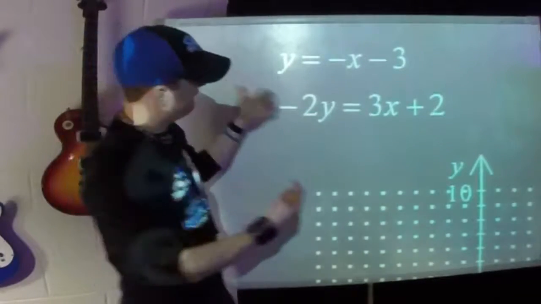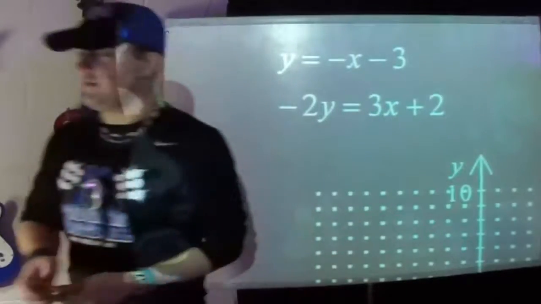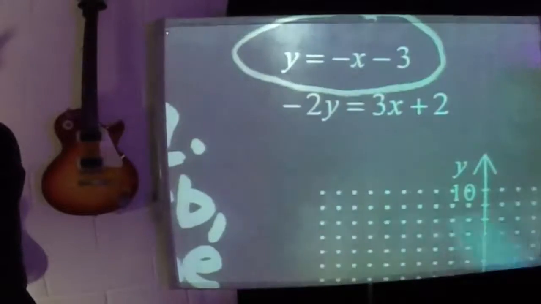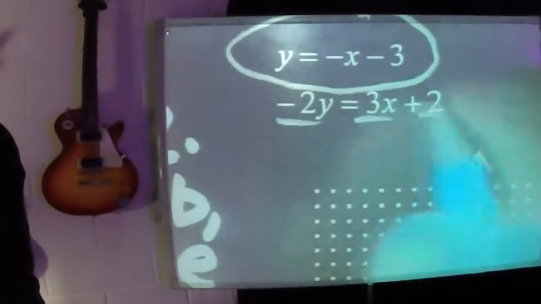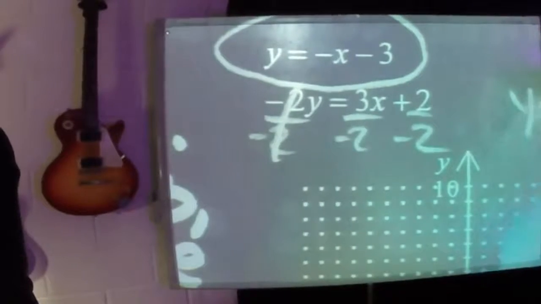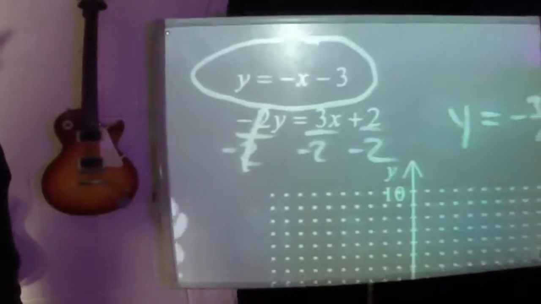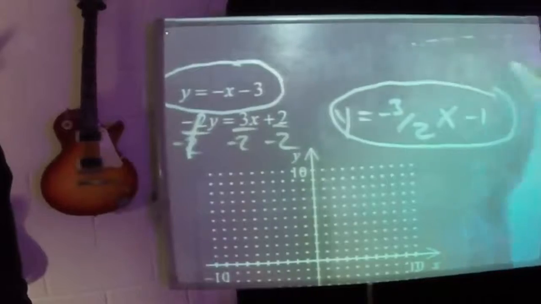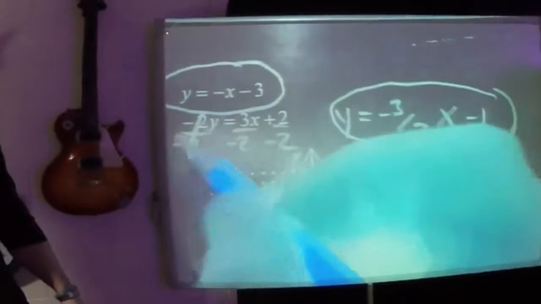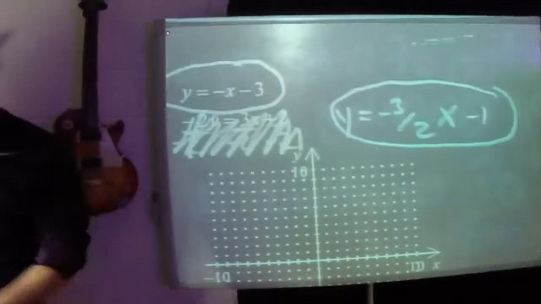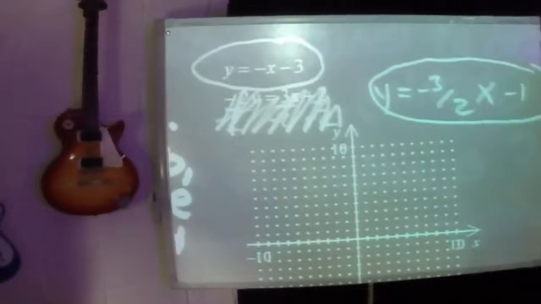Divide the coefficient off. Divide by negative 2, divide by negative 2, divide by negative 2. So this one, I'll circle it. I'm going to let myself know I'm ready to graph this one. But like Joby said, let's divide this negative 2 off. Cross out, and I got y equals negative 3 halves x minus 1. 2 divided by negative 2, that's minus 1. So here's my 2.